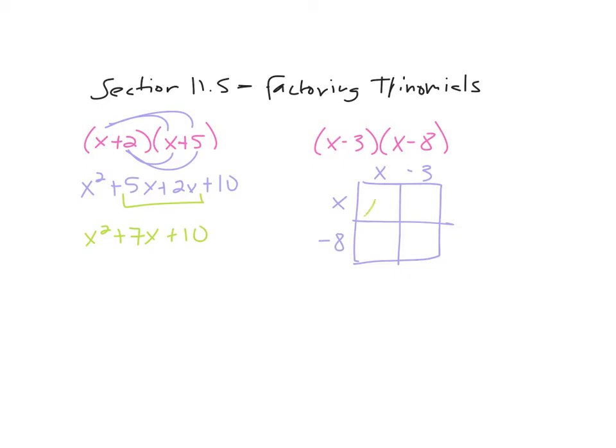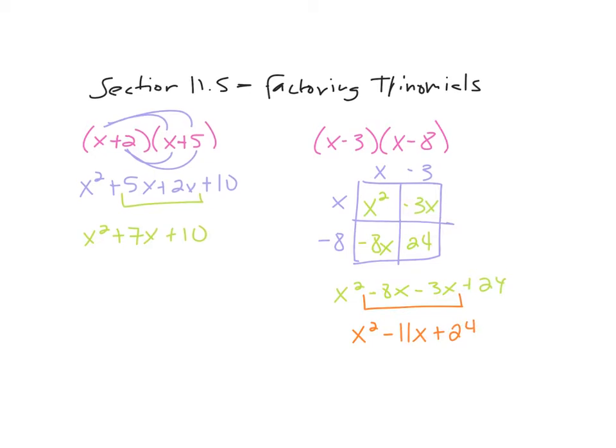All right, x times x is x squared, x times negative 3 is negative 3x, x times negative 8 is negative 8x, and negative 8 times negative 3 is a positive 24. All right, so here we get x squared minus 8x minus 3x plus 24. Again, we have like terms here, negative 8x, negative 3x, so x squared minus 11x plus 24.